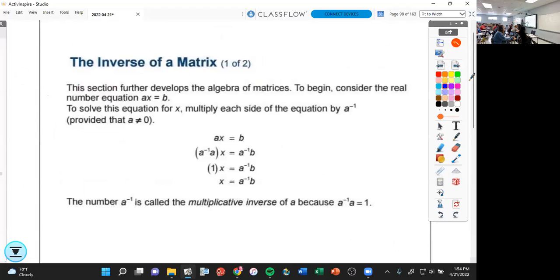So before we jump into what this is saying, if I told you that AX equals B, and I told you solve for X, I want X by itself, what would you do? Divide this side by A, divide this side by A. That means that X is equal to B over A. Okay, is there another way to do it without dividing?